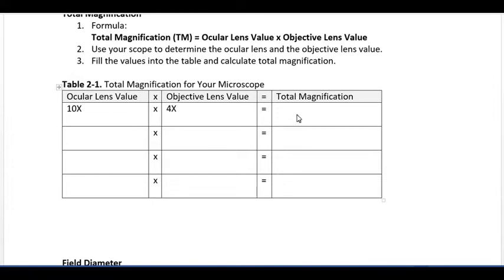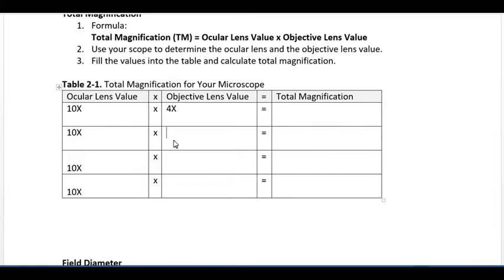So for starters, when you're calculating total magnification, you always want to multiply objective lens value by the ocular lens value. And the ocular lens value is always going to be the same. So I can go ahead and fill that in here. And I'm using the example right out of the lab manual, so you can follow along, or if you're working through these, you can check your answers.